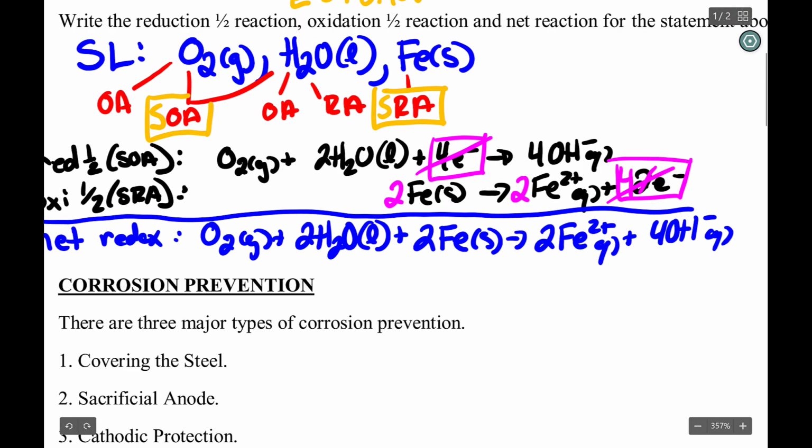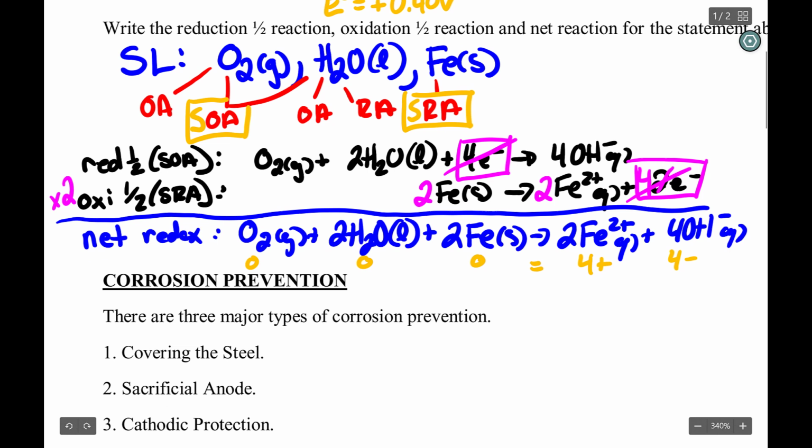All right, we should check to make sure that we have balanced this correctly using oxidation numbers. So 1 times 0 is 0, 2 times 0 is 0, 2 times 0 is 0, 2 times 2 plus is 4 plus, and 4 times 1 minus is 4 minus, so 0 is equal to 0. This is actually only one of multiple steps in corrosion. The iron will eventually end up being iron 3 plus, but this is the extent of the net reaction that we need to know at this point in our chemistry career.